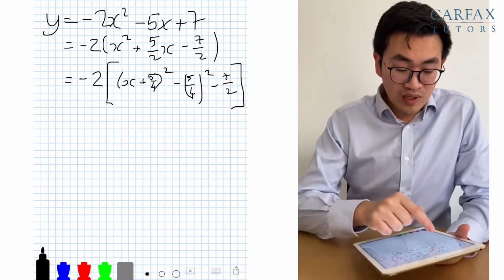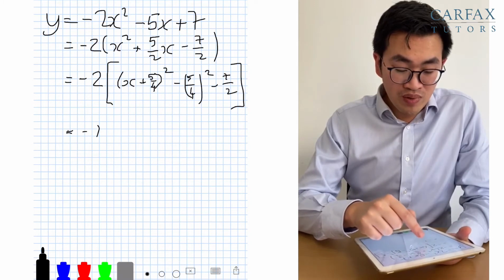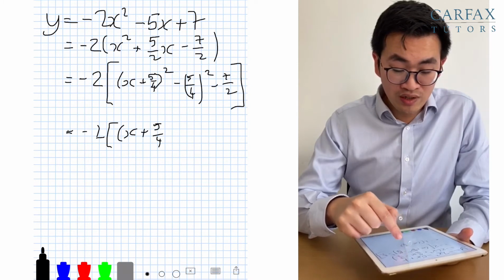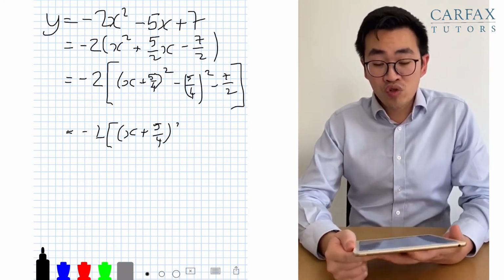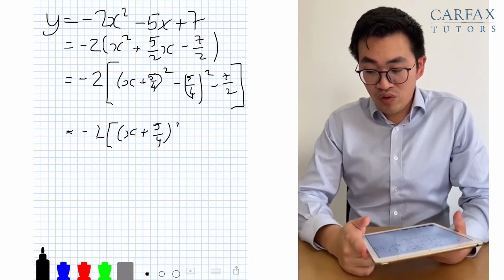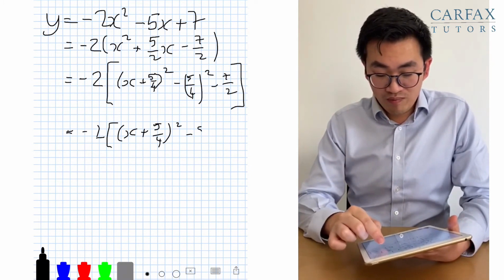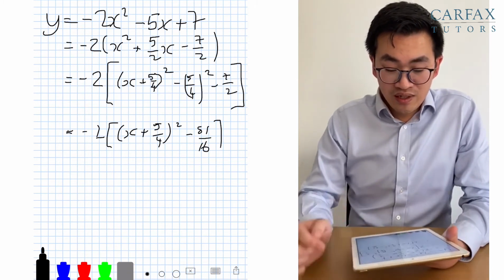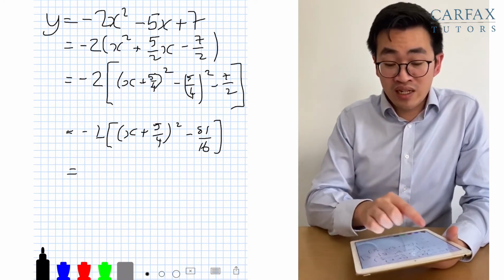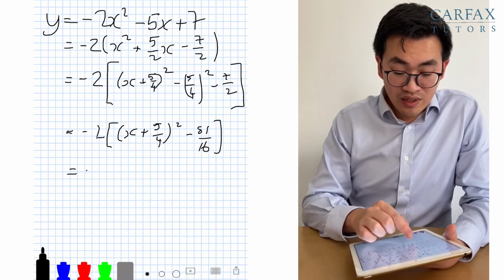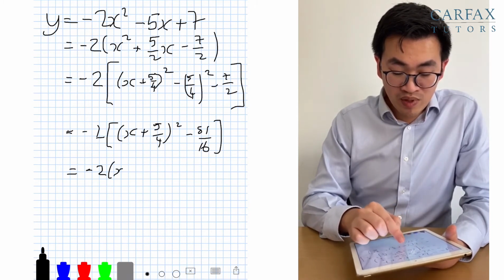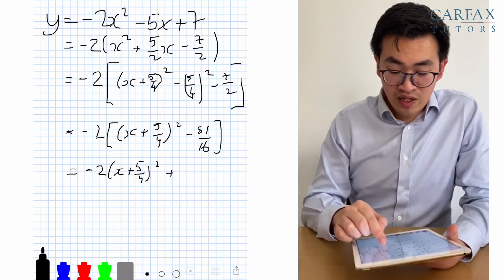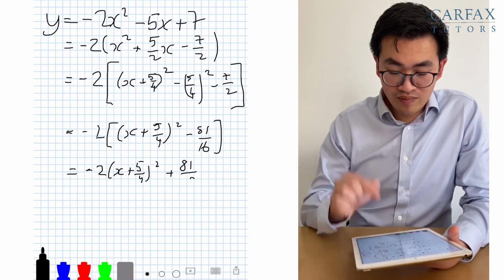Okay? And when we do this, we can simplify that whole fraction there after the bracket. Negative 5 over 4 all squared, negative 7 over 2 just evaluates to, sorry, negative 81 over 16. Okay? And then the last step is to multiply out the negative 2 with every single term inside the bracket. So that will be negative 2, open bracket, x plus 5 over 4 all squared, plus 81 over 8.